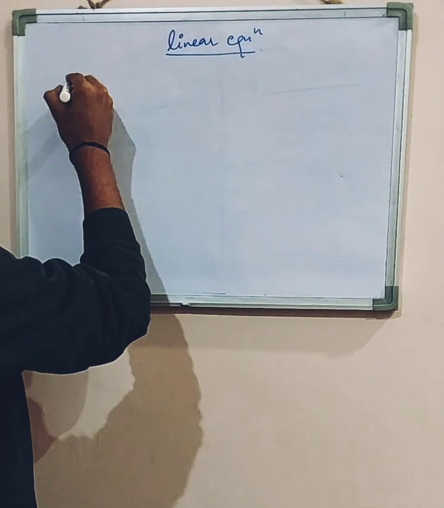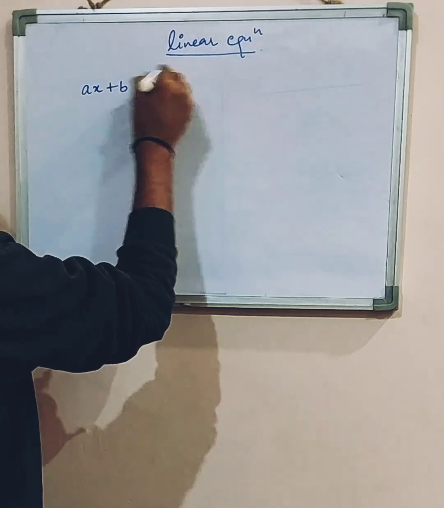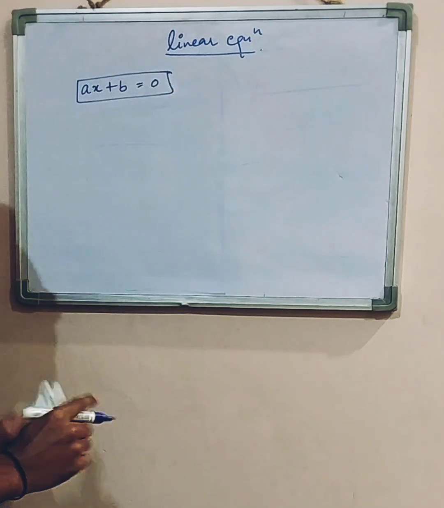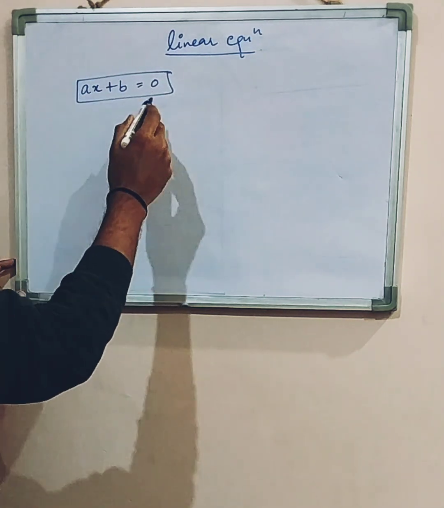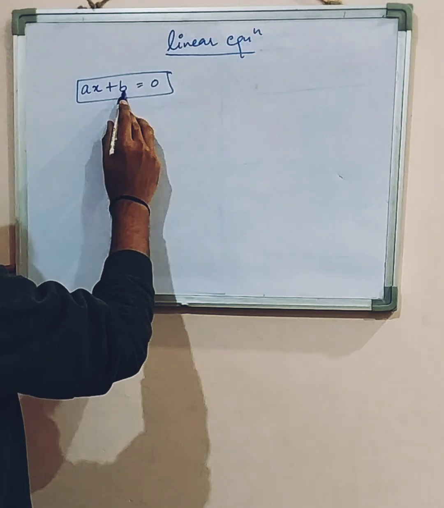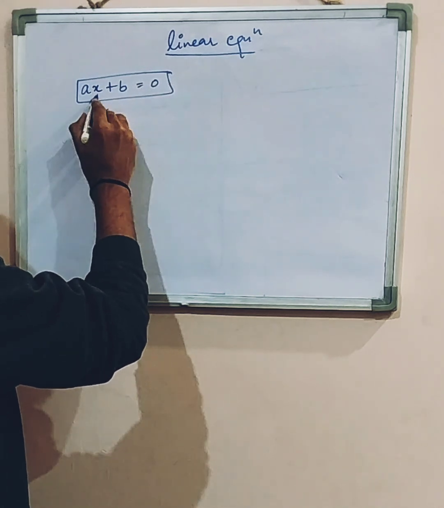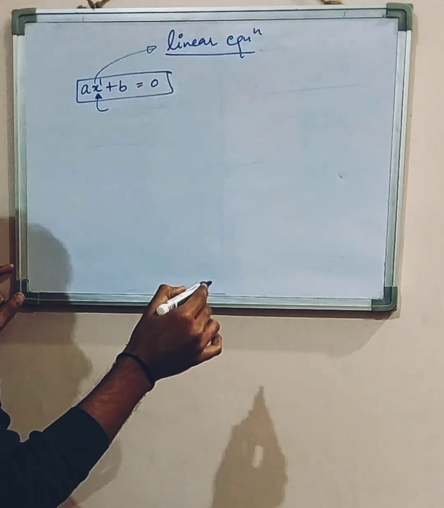So in linear equation, the first thing we will look at is the standard form of a linear equation in one variable. So here it is ax plus b is equal to 0, where a is the coefficient of x, b is the constant term, and x is the variable. The degree of the variable is 1, that's why it is called a linear equation.